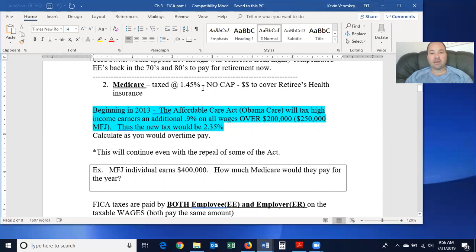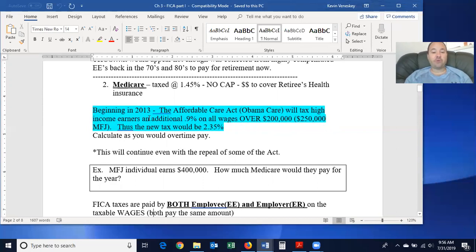1.45%, no cap on it. So we're always going to tax our employees at 1.45%. And that's basically going to go towards Medicare, the hospital portion of those, to help pay for the insurance of hospital costs.